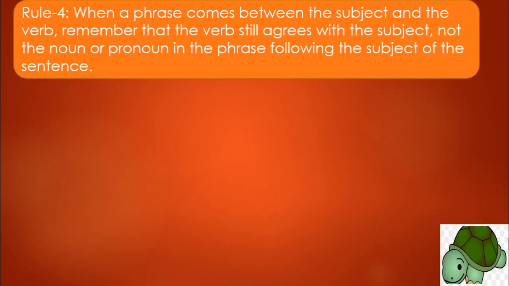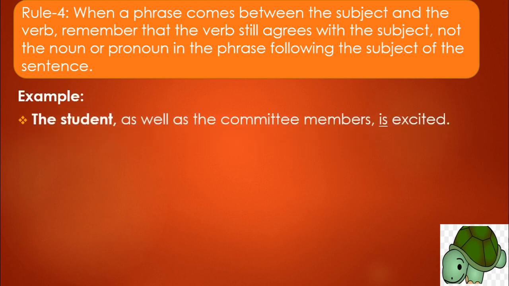So rule number 4 is when a phrase comes between the subject and the verb, remember that the verb still agrees with the subject, not the noun or pronoun in the phrase following the subject of the sentence. For example, the student as well as the committee members is excited. So here the student is focused as the subject. And here we have the phrase as well as the committee members.